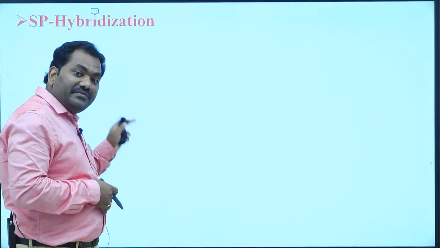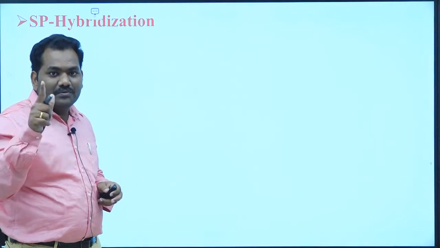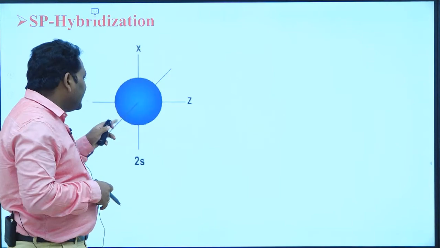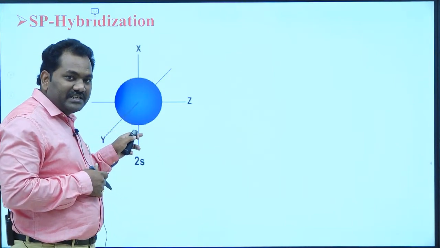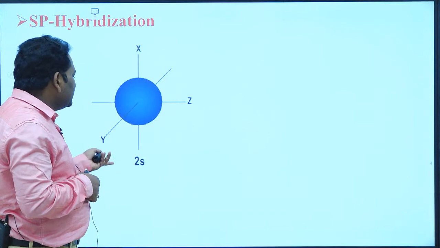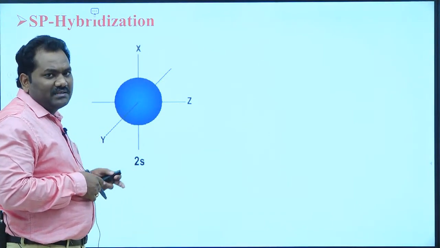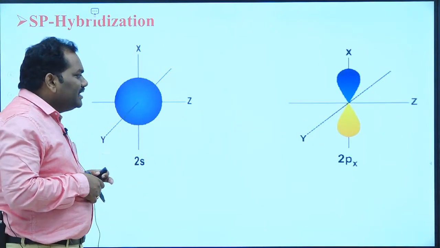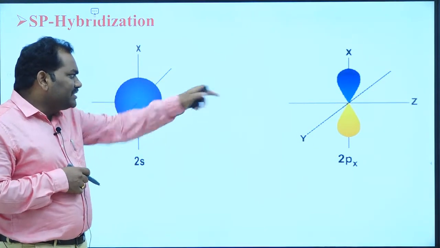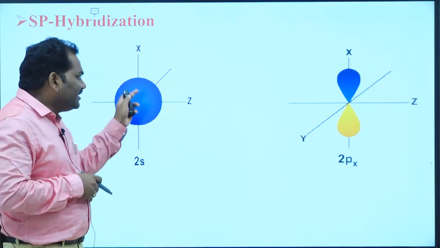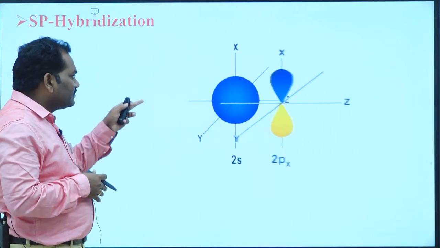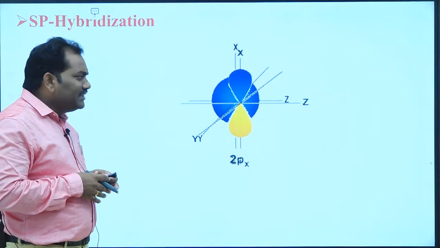This animation video is made by me for you. I put a lot of effort into making this animation. Just see here, this is one spherical shaped s orbital, that is nothing but 1s or 2s. Now we take the 2s atomic orbital, and another one is the 2px orbital. That is a dumbbell shaped orbital, so both have different shapes. Now these two orbitals are mixing like this.